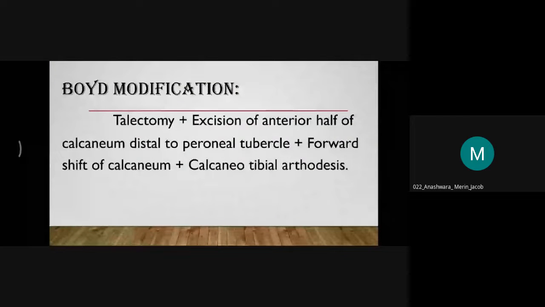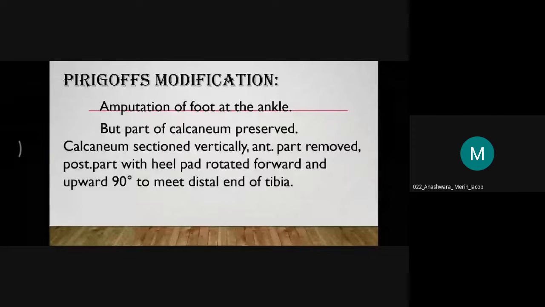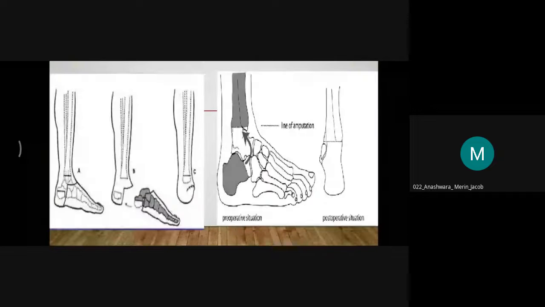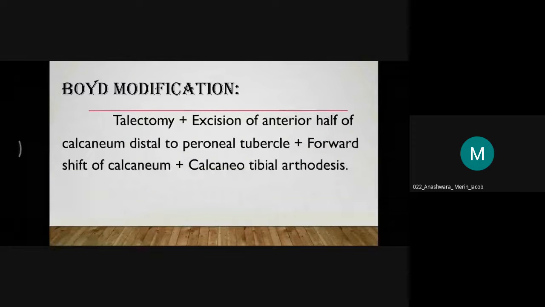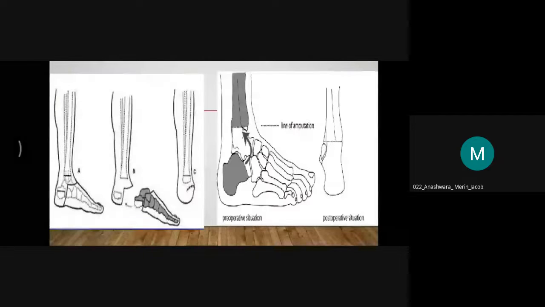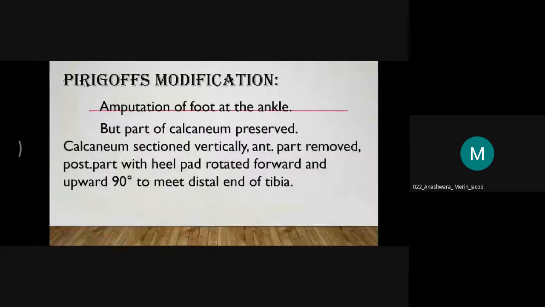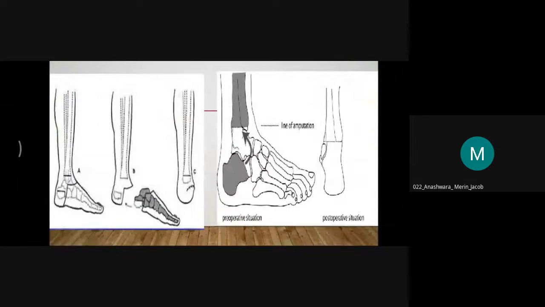Another modification of the Syme's amputation is Pirogoff's amputation. This is the amputation of the foot at the ankle, but a part of the calcaneum is preserved, as I said in Boyd's amputation. The calcaneum is sectioned vertically, the anterior part is removed, and the posterior part with the heel pad is retained and rotated forward and upward ninety degrees to meet the distal end of the tibia. In Boyd's amputation, we are cutting the calcaneum distal to the peroneal tubercle, not vertically. That is the difference between Boyd's and Pirogoff's modification of the Syme's amputation.